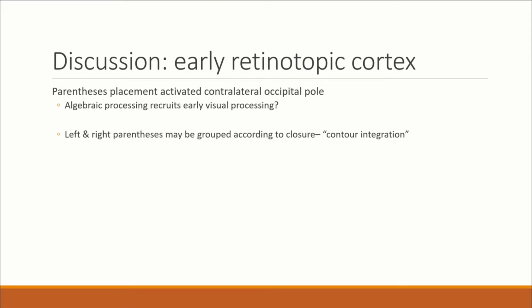There was also the unexpected result that the placement of parentheses activated the contralateral occipital pole, which suggests that initial algebraic parsing could recruit early visual processing because of the trained visual relevance of parentheses. Another possibility is that left and right parentheses may be grouped according to closure instead of proximity because of a process called contour integration. An important aspect of contour integration is that it can be sensitive to training. So the idea is that participants will have learned that parentheses are syntactically relevant to math because of their educational training. Therefore, the effect of contour integration will be enhanced and they will find parentheses more visually relevant.